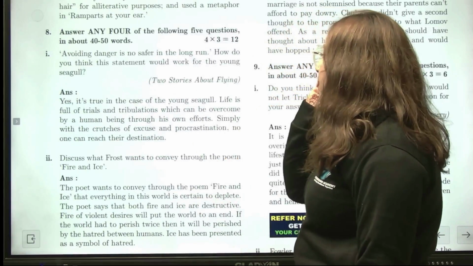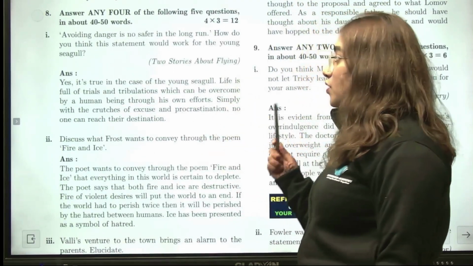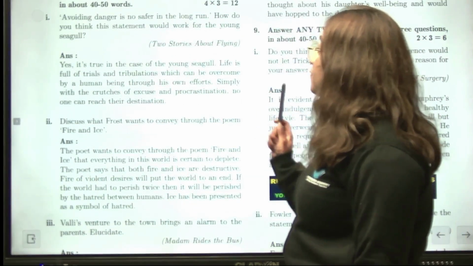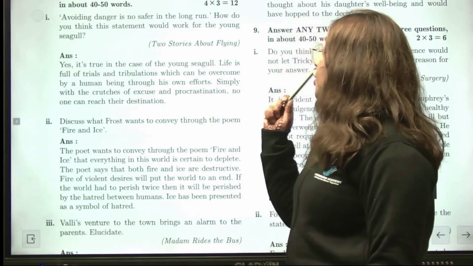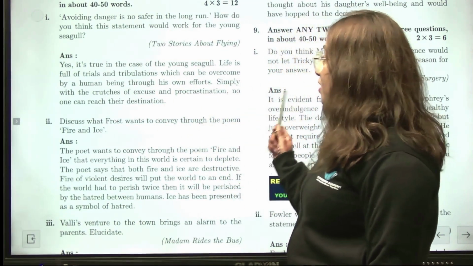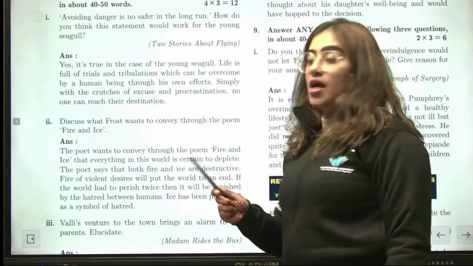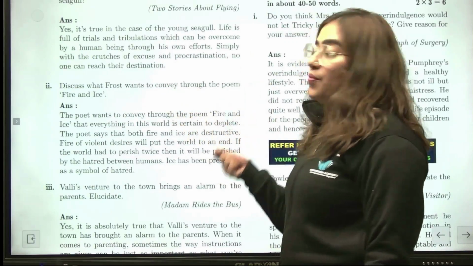First, avoiding danger is no safer in the long run. How do you think this statement would work for the young seagull? So yes, it's true in the case of the young seagull. Life is full of trials and tribulations which can be overcome by a human being through his own efforts. Simply with the crutches of excuse and procrastination, no one can reach their destination. Clear?